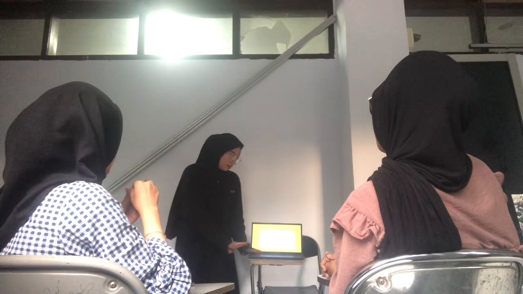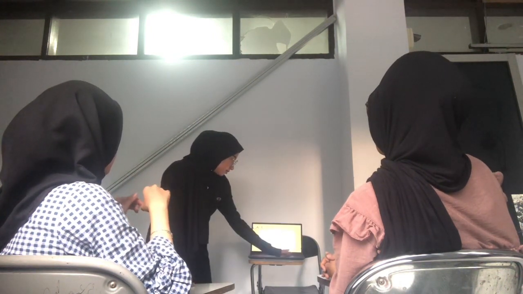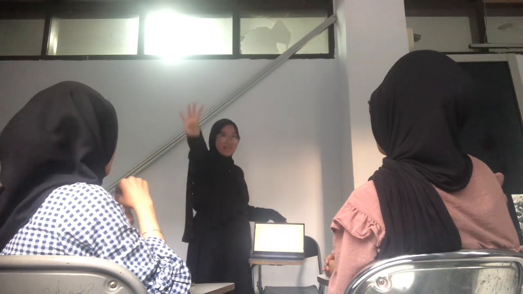Okay, finish. So the summary of our material today is, the procedure text is a text that explains about how to do something or how to make something. And the second is the procedure text has four structures. The first is title. The second is objective. The third is tools and materials, and the last is steps.